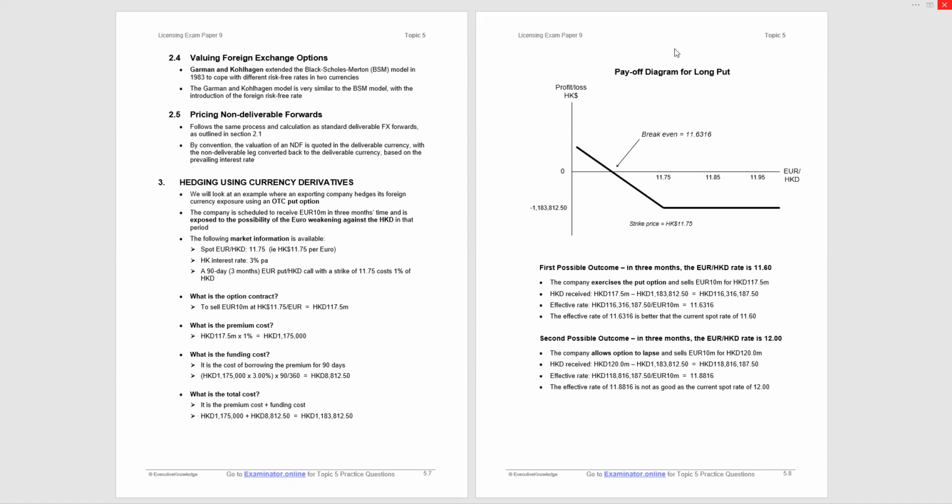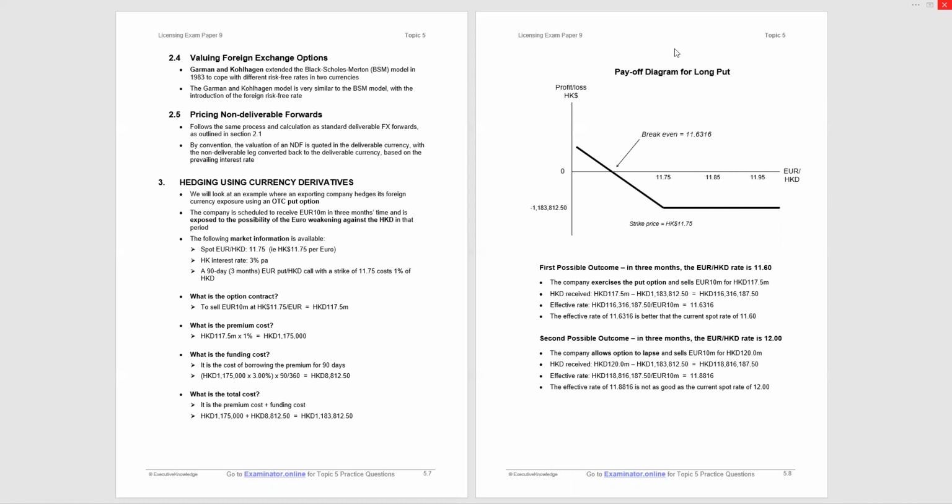Now, what's the funding cost? And this is where the interest rate comes in. It's the cost of borrowing the premium for 90 days. So we have to consider that. We may have the money, but this is the opportunity cost if we had the money. So we take 1.175 million Hong Kong dollars multiplied by the interest rate of 3% and take it for 3 months. So that's multiplied by 90 over 360. Gives us 8,812 Hong Kong dollars 50 cents.